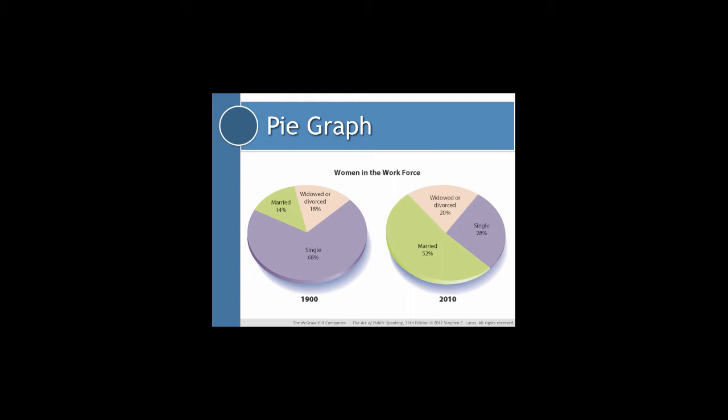But because you're showing the percentage of the whole, this is a much better visual representation of what you're trying to get across to your audience. So you may want to consider a pie graph if you're talking about percentages of a whole.